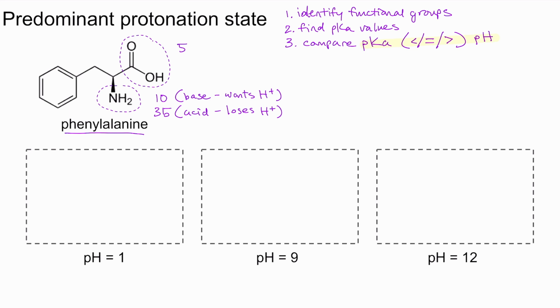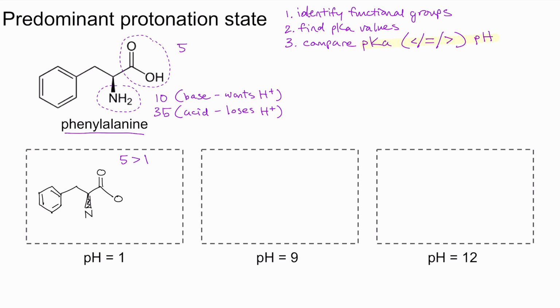I'll show you why in a second. Let's start with carboxylic acid. First, I'm going to redraw our molecule and leave out the H's because we don't know how many H's there are yet. But for carboxylic acid, 5 is greater than 1.